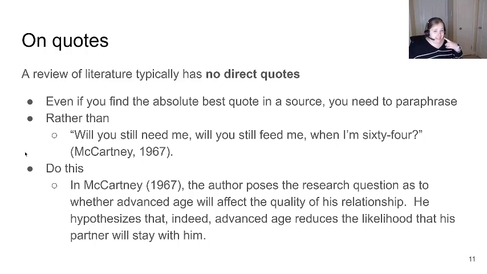In McCartney 1967, the author poses the research question as to whether advanced age will affect the quality of his relationship. He hypothesized that indeed, advanced age reduces the likelihood that his partner will stay with him. And the irony is McCartney got divorced at 64, so we have an answer.